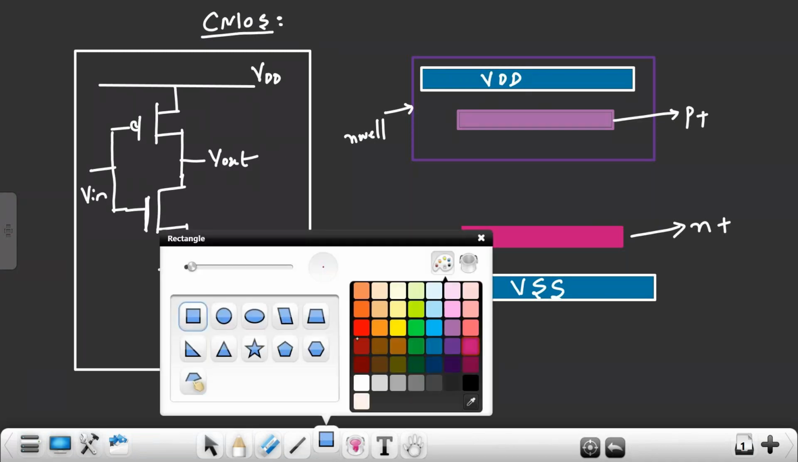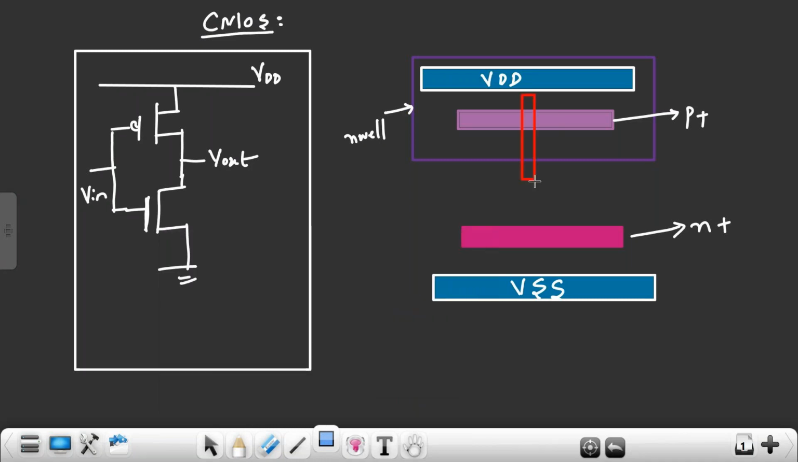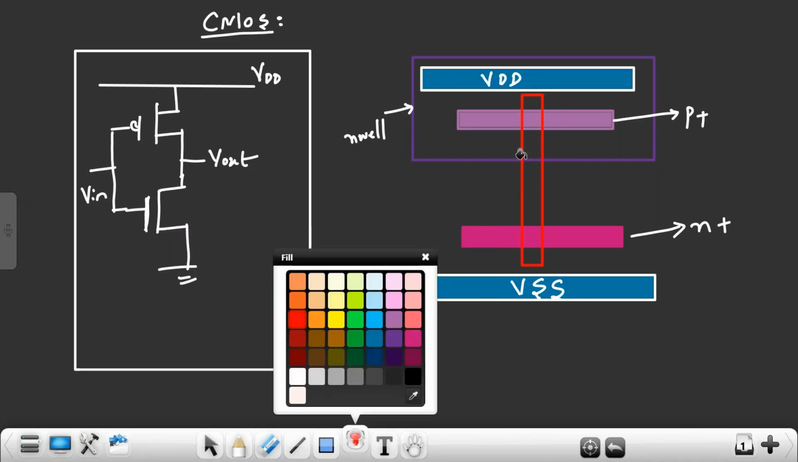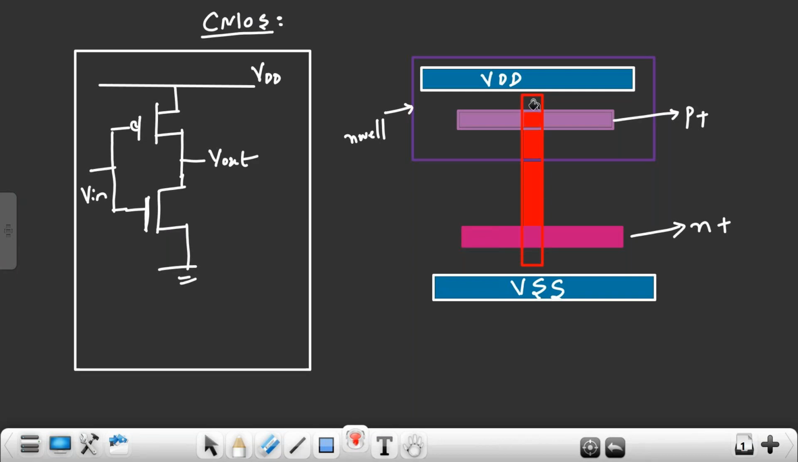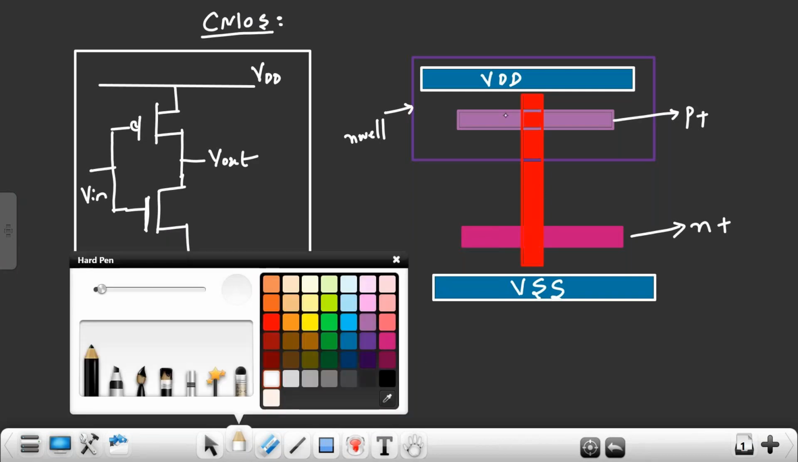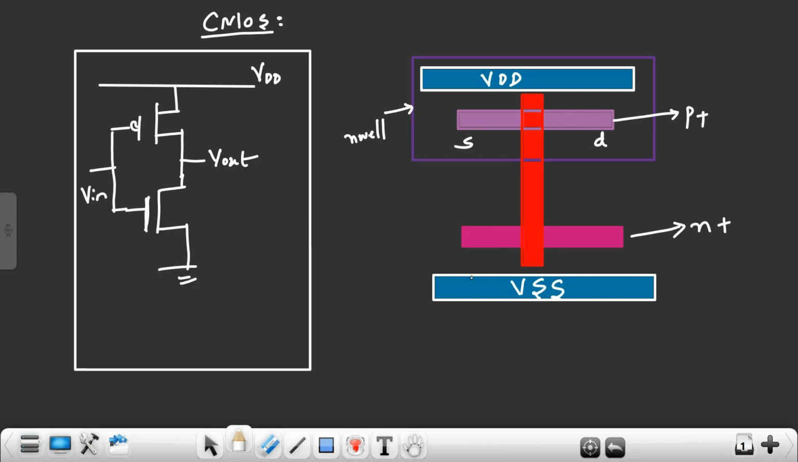And if I cross over polysilicon, this will form a what? If I cross over polysilicon, this will form a transistor. Gate. So this side is what? Source. This is drain. This I'll take as source, and this I'll take as drain. So this is the source of PMOS.